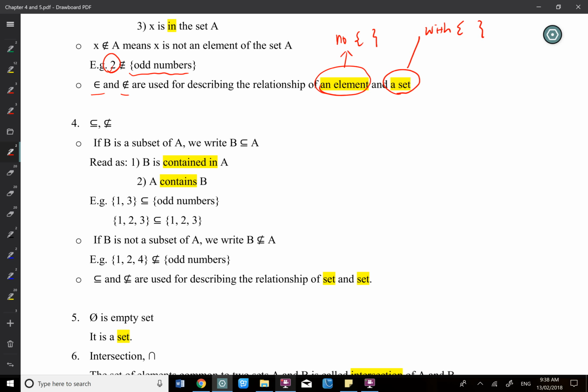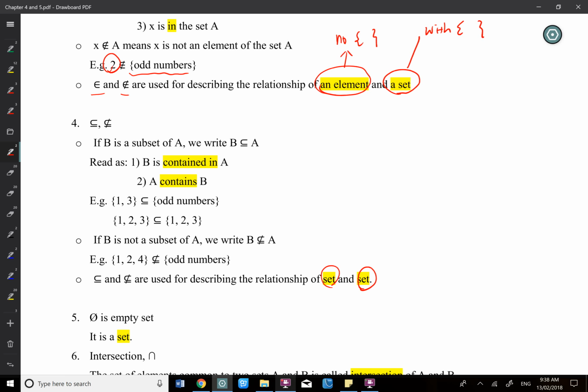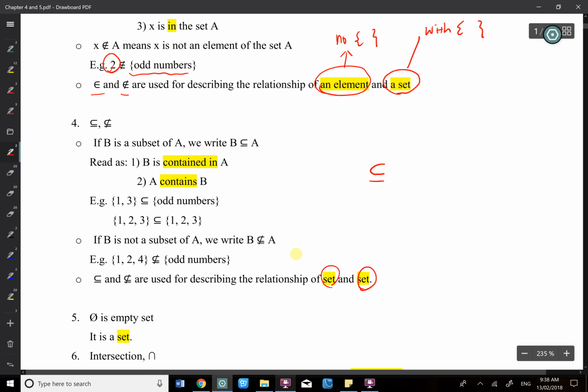This symbol is used to talk about set and set, the relationship between set and set. We have set A, we have set B. We talk about whether A is contained in B or A contains B. So we talk about set and set, then we use those two symbols. It's a C with a line. Contained and not contained.